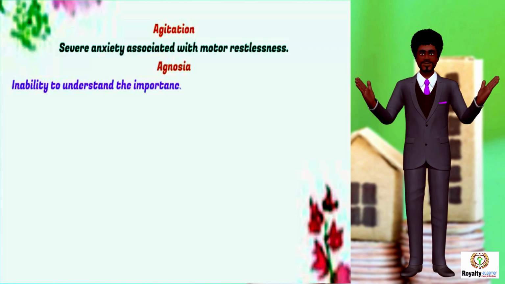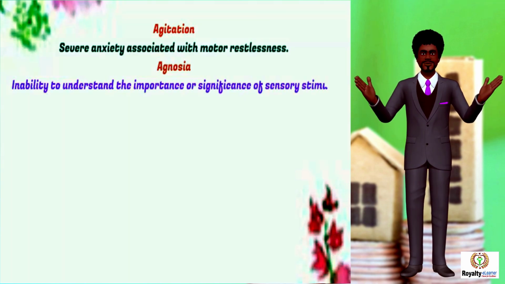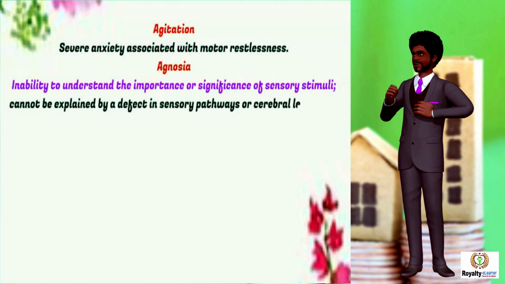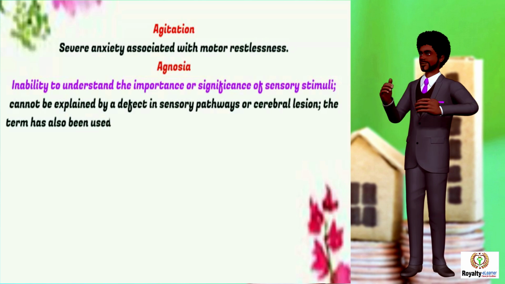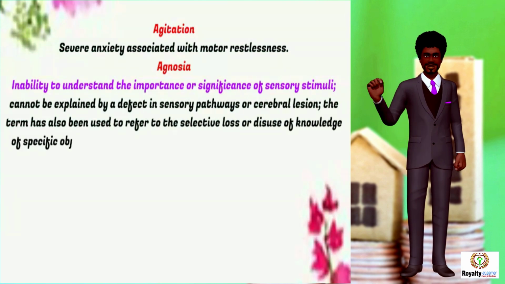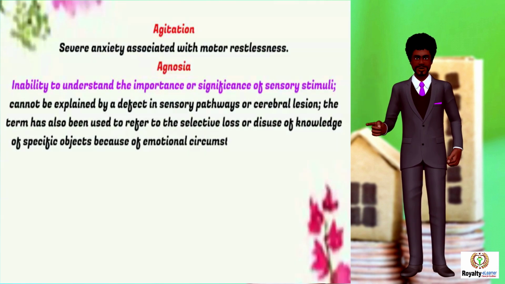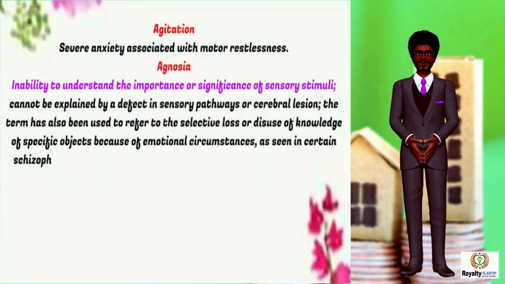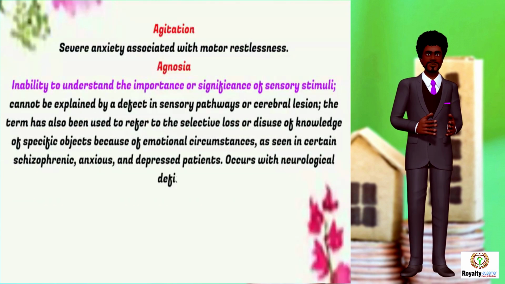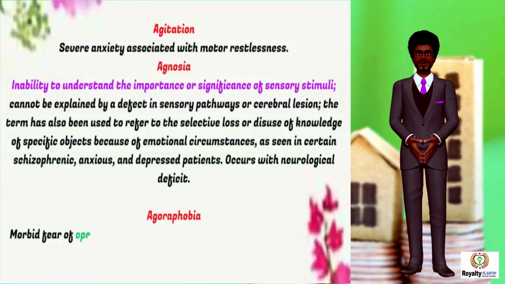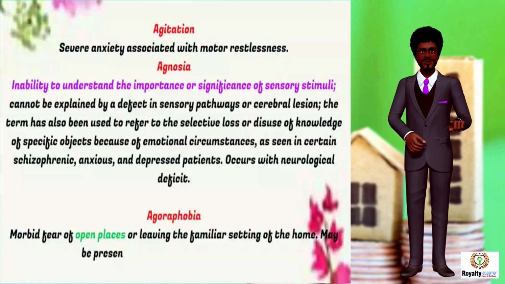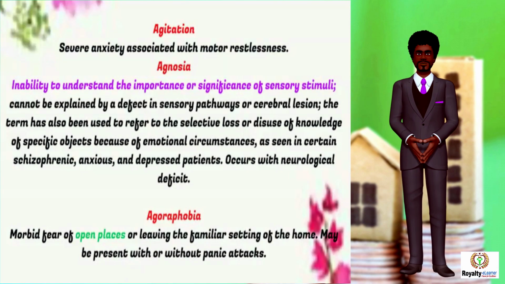Agnosia: inability to understand the importance or significance of sensory stimuli, which cannot be explained by a defect in sensory pathways or cerebral lesion. The term has also been used to refer to the selective loss or disuse of knowledge of specific objects because of emotional circumstances, as seen in certain schizophrenic, anxious, and depressed patients. Occurs with neurological deficit. Agoraphobia: morbid fear of open places or leaving the familiar setting of the home. May be present with or without panic attacks.